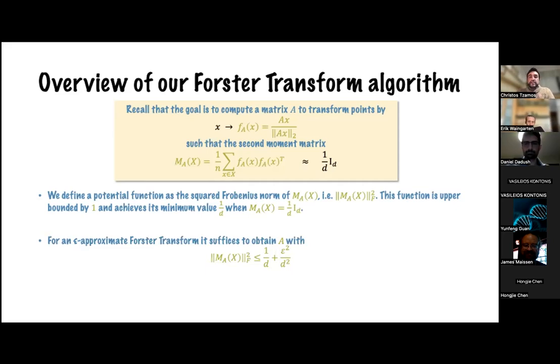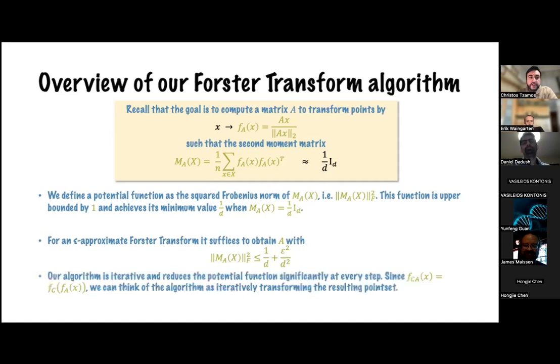Okay, so what's nice so far is there's no bit complexity or anything. We define a well-defined potential and we want to improve. Our algorithm is iterative and aims to reduce the potential significantly at every step. At every step it applies a transformation. It might not be very close to the identity, but then it iteratively improves on that. And note that this transformation composes.